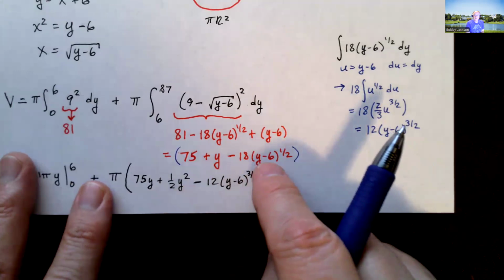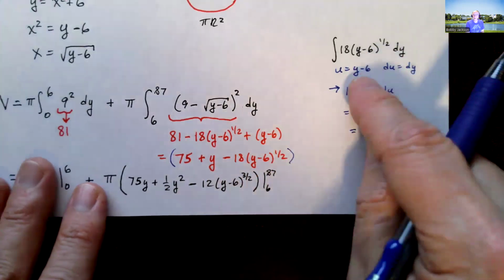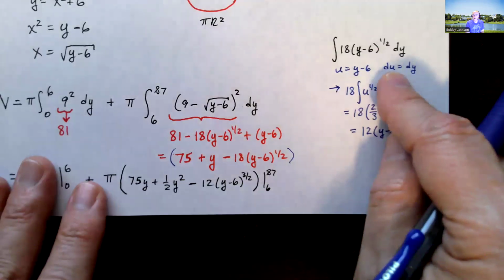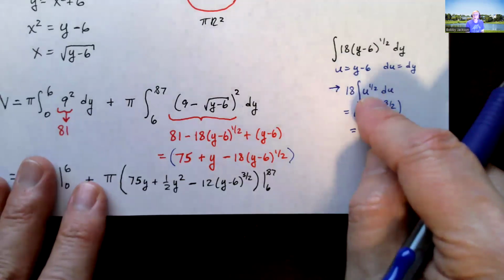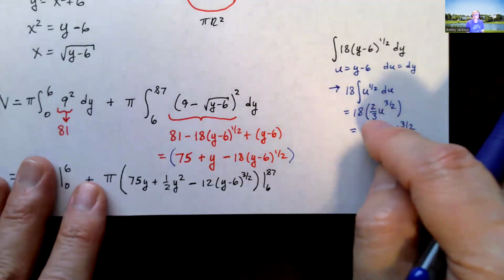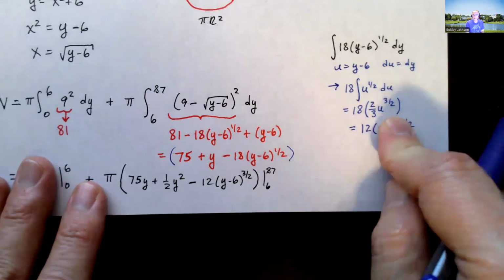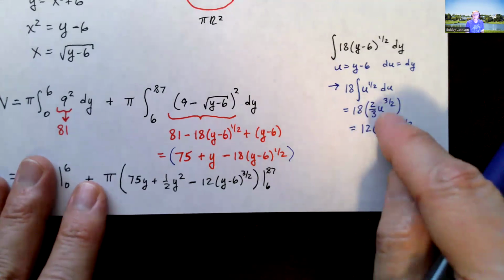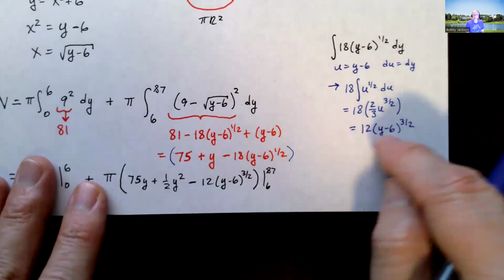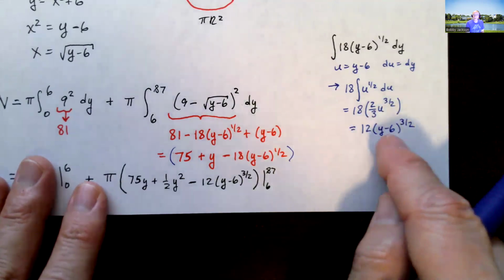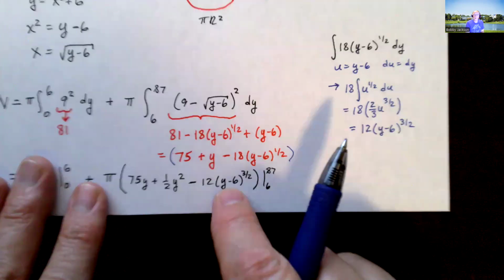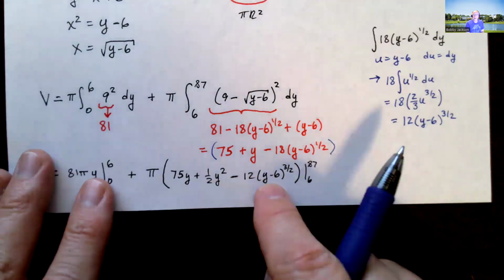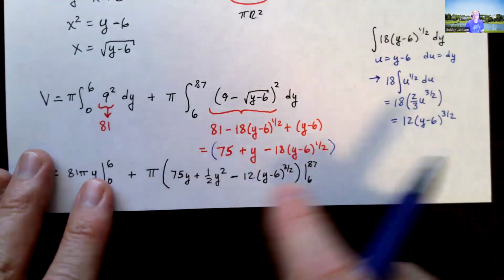And the antiderivative of 18 times y minus 6 to the 1/2, I did over here. Simple u substitution. U is y minus 6, du is dy. So I got 18 u to the 1/2 power. And the antiderivative is 18 times 2/3 u to the 3/2 power. And then 3 goes into 18 6 times. 6 times 2 is 12. U is y minus 6. So there's the antiderivative, 12 times y minus 6 to the 3/2 power. Of course, it's minus there. So I'm going to evaluate that at 87. Don't forget the pi out here. And evaluate at 6 and subtract.